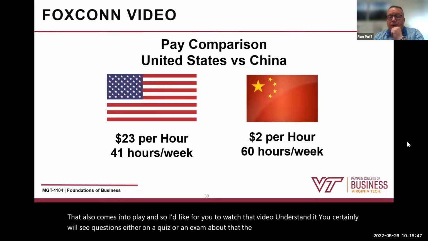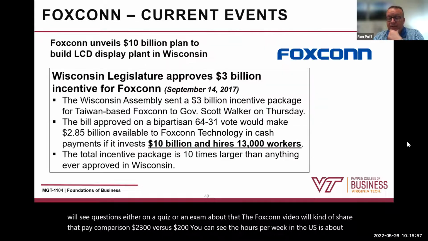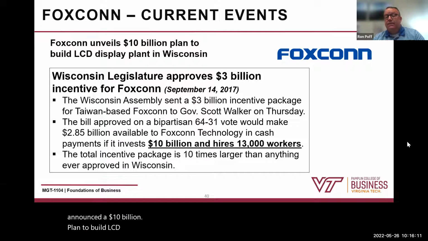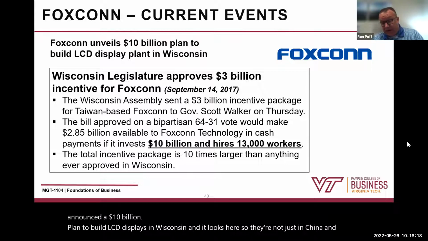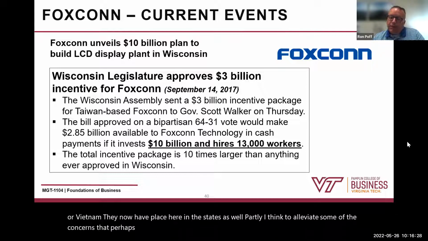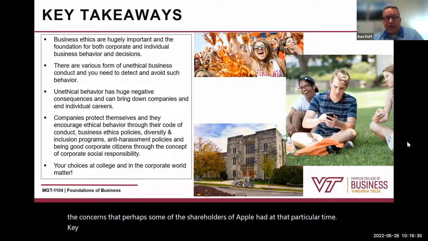The Foxconn video will share a pay comparison, $23 versus $2. You can see the hours per week in the US is about 41, in China around 60. Interestingly enough, Foxconn is a global company. They announced a $10 billion plan to build LCD displays in Wisconsin. And look here, so they're not just in China and Taiwan or Vietnam. They now have a place here in the States as well. Partly, I think, to alleviate some of the concerns that perhaps some of the shareholders of Apple had at that particular time. Key takeaways.